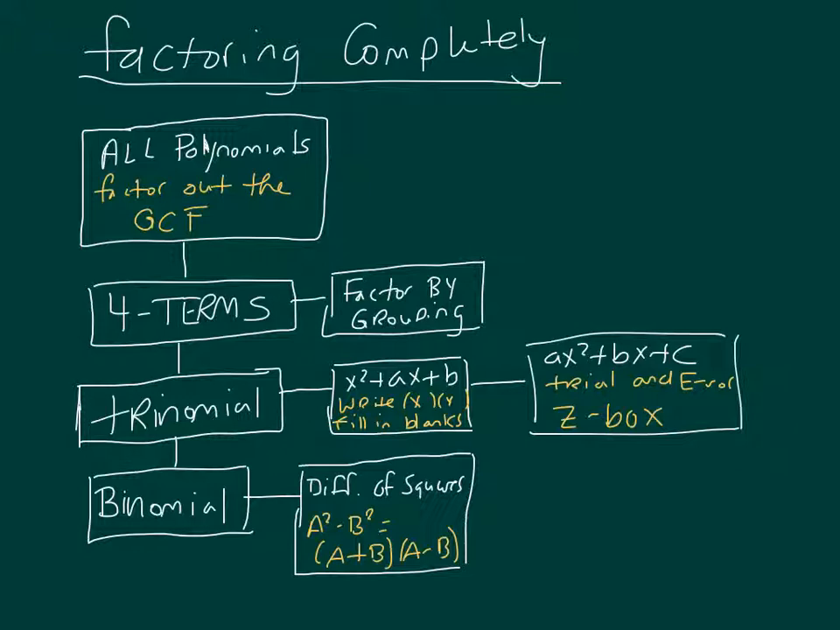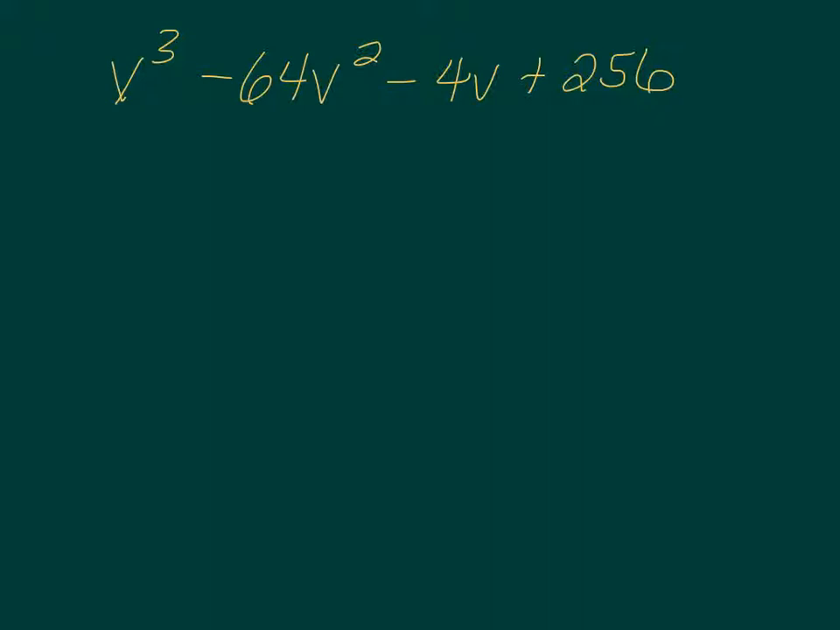We'll look at about 3 of these in this video. So let's look at this one. What if I have v to the third minus 64v squared minus 4v plus 256? And the directions are to factor. You're asked to factor this. We want to be able to factor this completely.